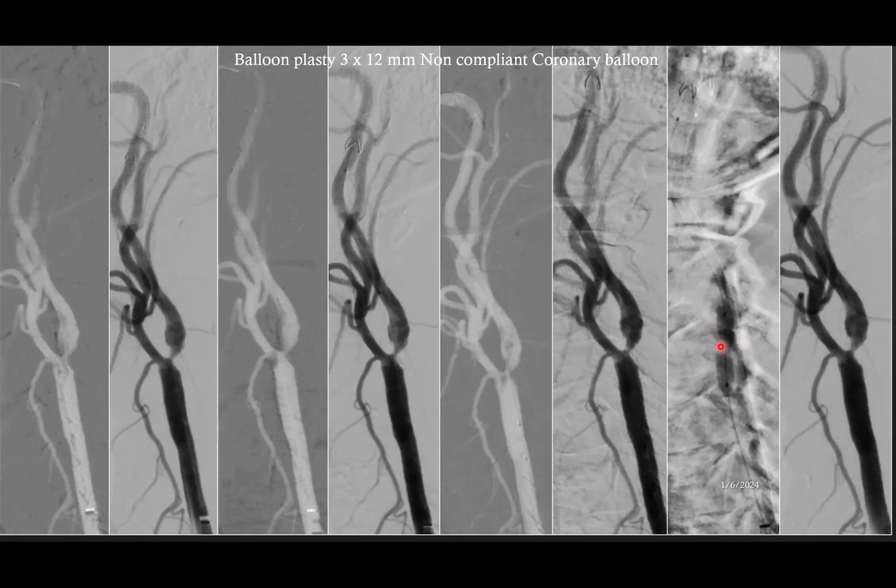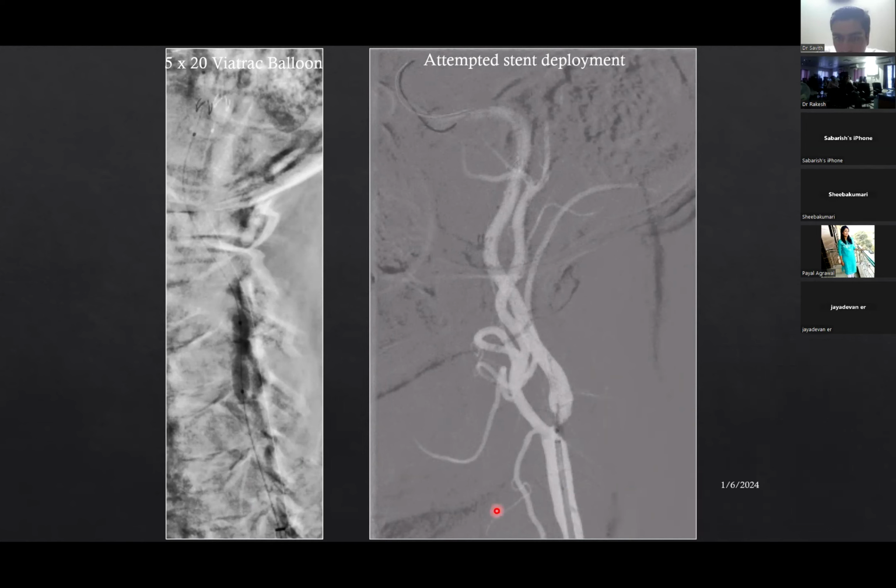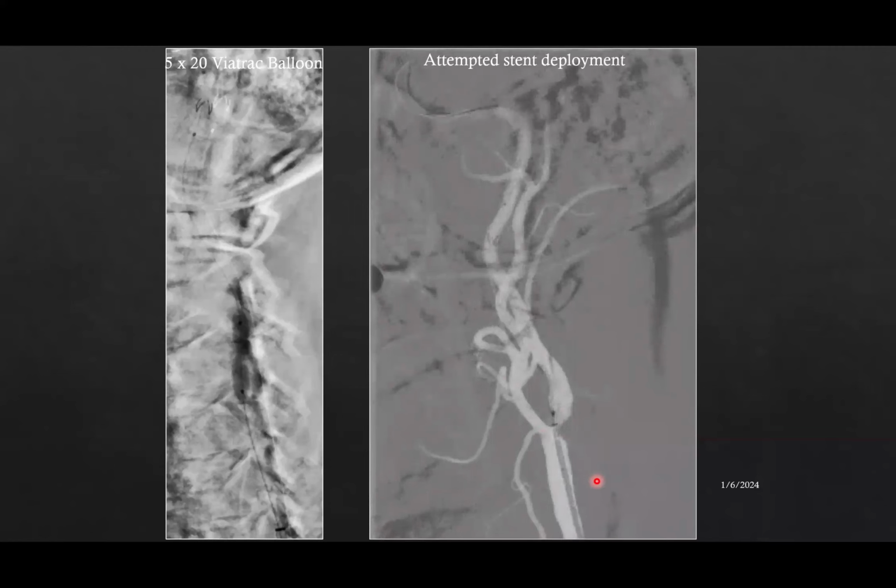This is a video. See, this is a stent which is being navigated through the stenotic segment. The nose cone of the stent was getting stuck. In spite of repeated efforts, I was not able to navigate the stent across the stenotic segment.